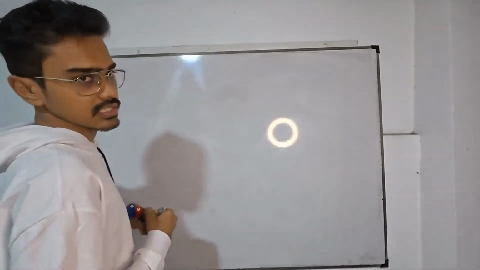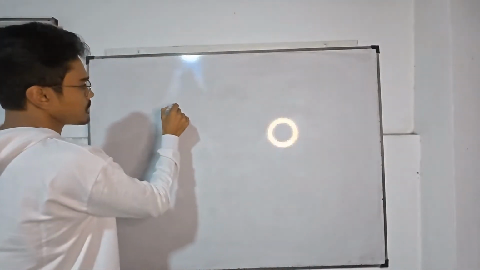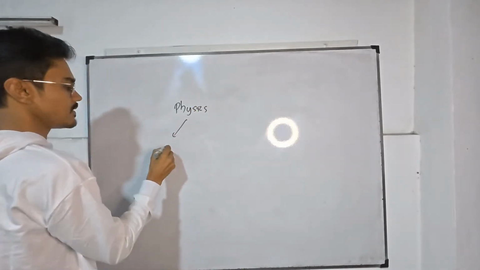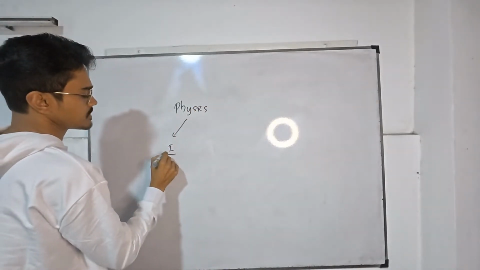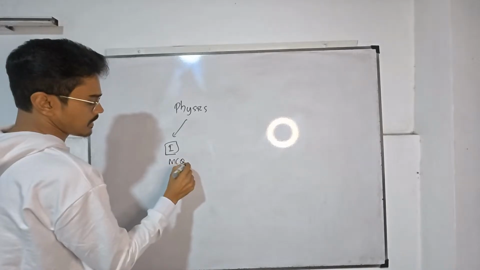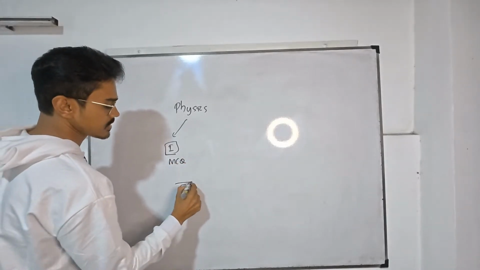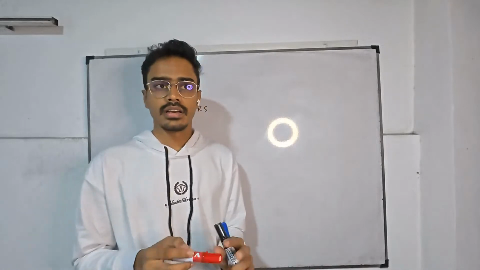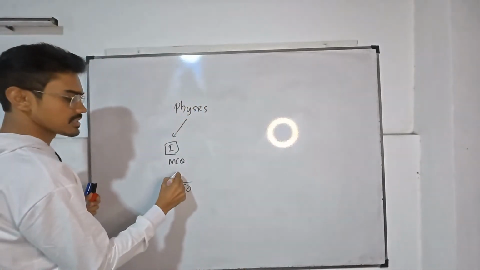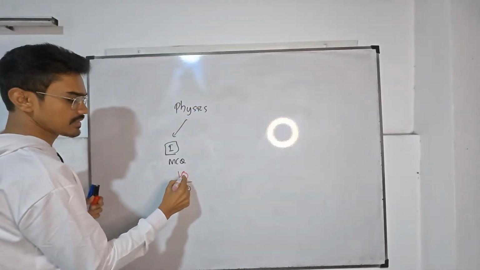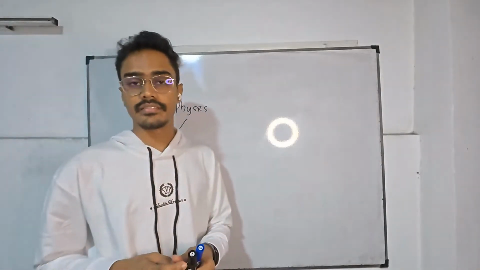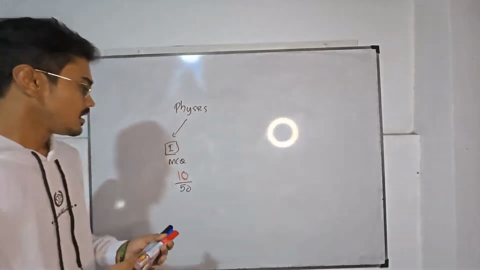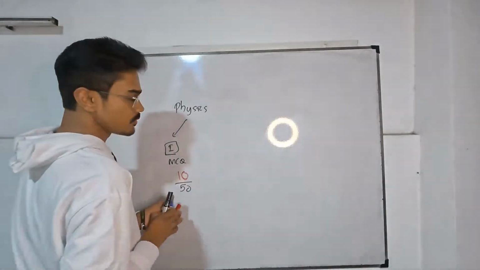When it comes to our physics MCQ paper, paper one, we have 50 MCQs. From these 50 MCQs, there are around 10 questions from graphs. 10 questions means 10 marks, all 10 marks.